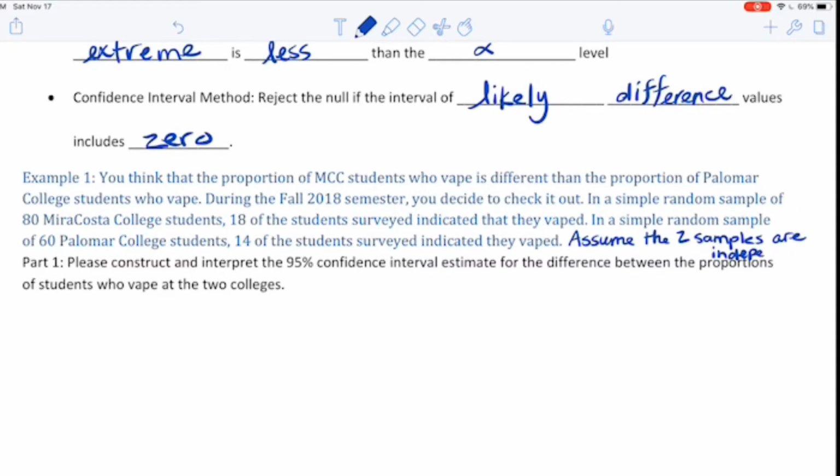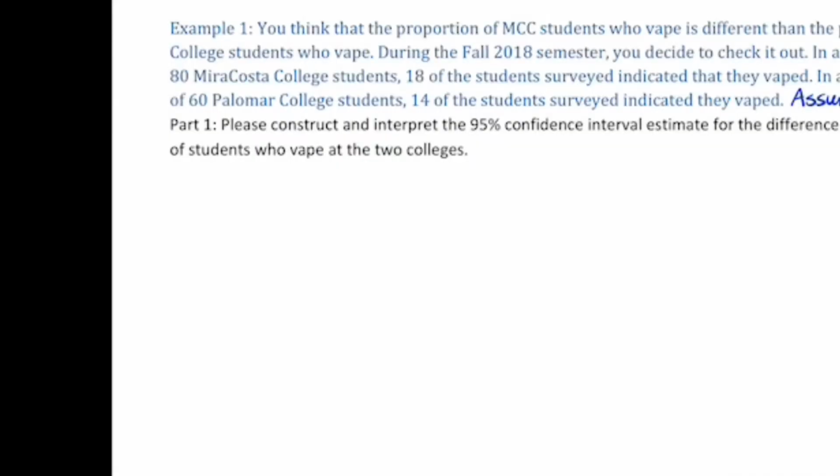So we'll just put this in here. You would want to make sure that you didn't have any overlap, where you have students that attend both schools, if you were doing a study. First, let's start out by finding out what the 95% confidence interval estimate for the difference between the proportions of students who vape at the two colleges is. We'll do it somewhat by hand, and then we'll use the graphing calculator to check it out as well.